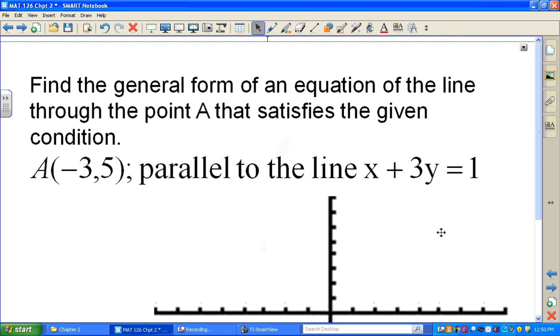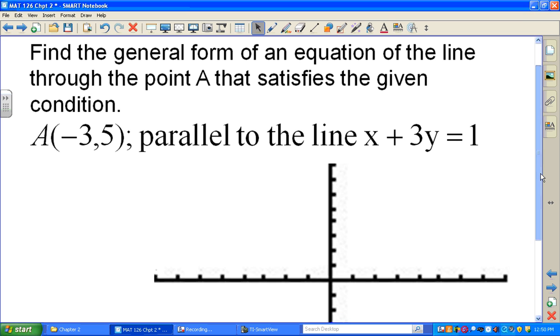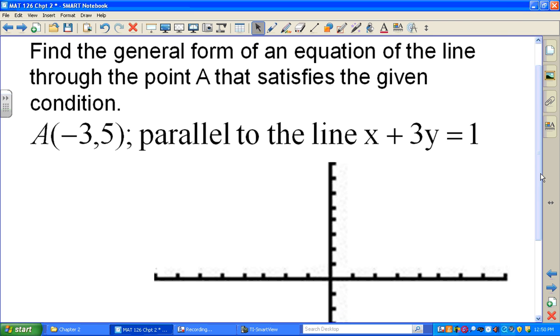I'm in great shape. Find the general form of an equation of a line through point A that satisfies a given condition. I like these questions a lot. In fact, in the old textbook, there are 45 of these questions. I think I used every one of those 45 questions throughout the year. On this quiz, on that quiz, this test, that test, on the final, at the end of the year, in the middle of the year. I love these questions. They're great thinking questions. With that said, did you get an answer yet?